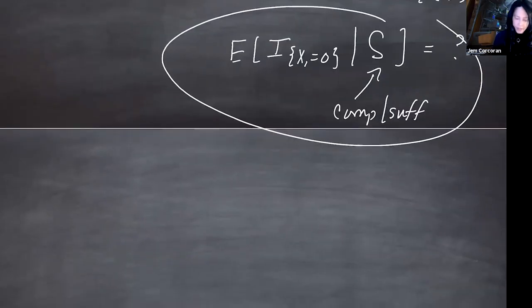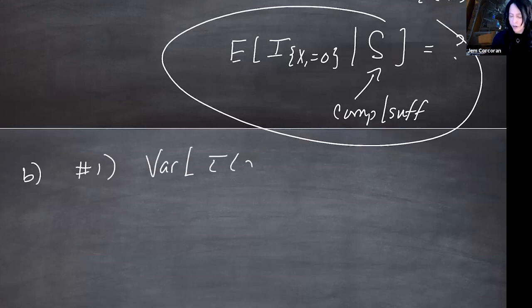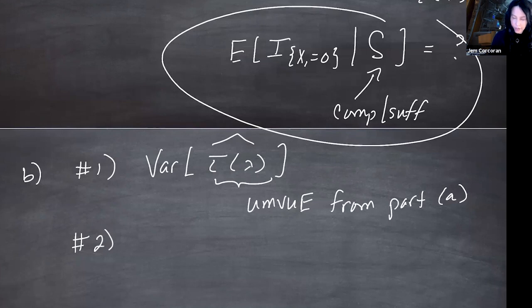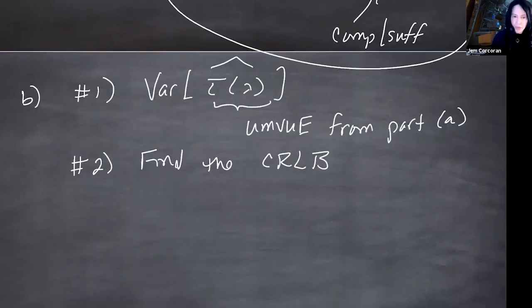And B sounds scary because it says to prove in this problem there is no unbiased estimator for tau of lambda whose variance achieves the Cramér-Rao lower bound for tau of lambda. So part 1 of B, I would find the variance of the estimator, where this is the estimator from part A, or specifically the UMVU from part A. And then the second part, still in part B, I would find the Cramér-Rao lower bound for the variance of all unbiased estimators.